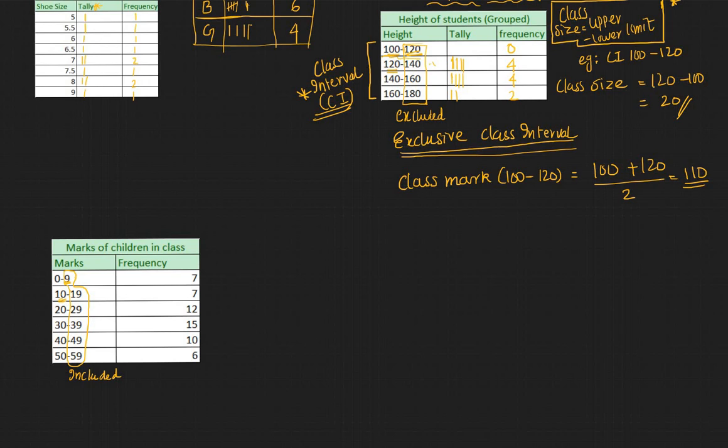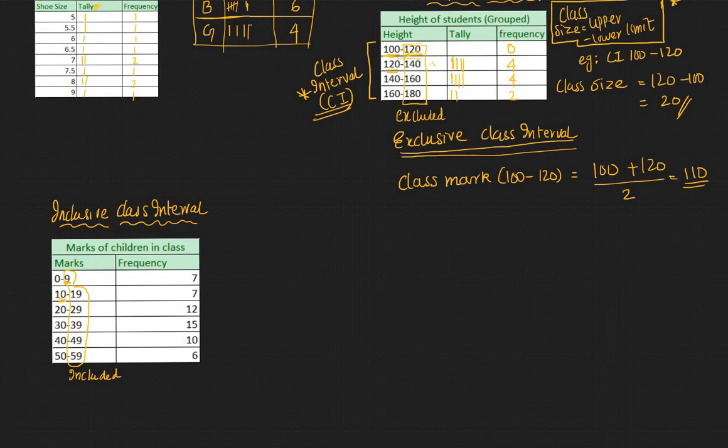So when you get data like this, it's a little tricky. So you would want to convert this kind of class interval data, which we call inclusive class interval. So we would like to do something about this inclusive class interval data set, and we would like to make it into an exclusive one.